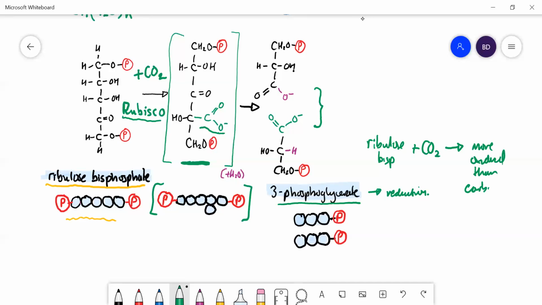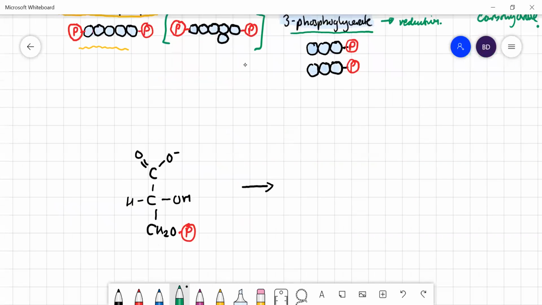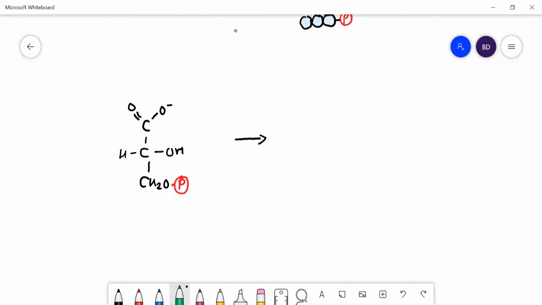So the next steps are involved in reduction. If we look at the reduction steps then, here we've got this thing, 3-phosphoglycerate. And what we want to do is turn that into glyceraldehyde, which looks like this, which we mentioned before, which is a carbohydrate.